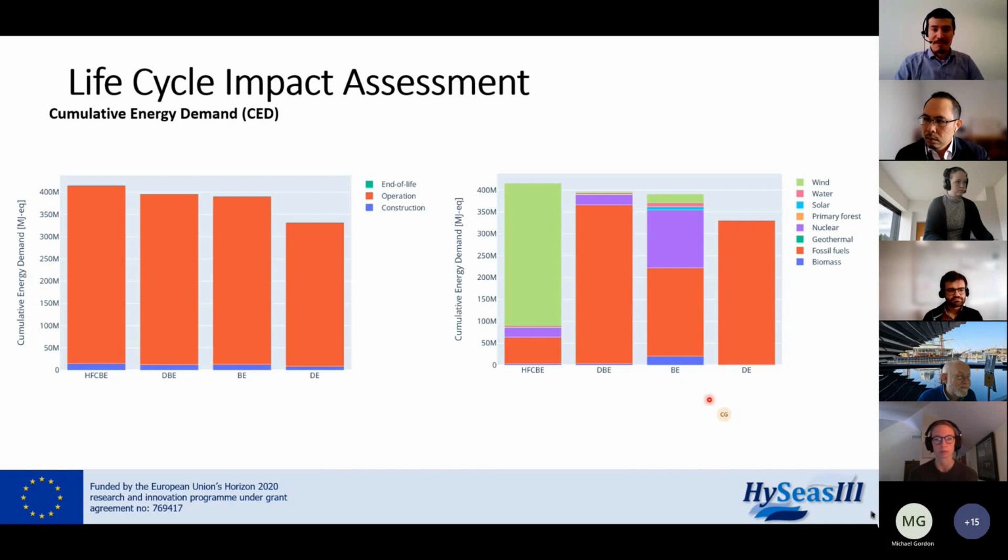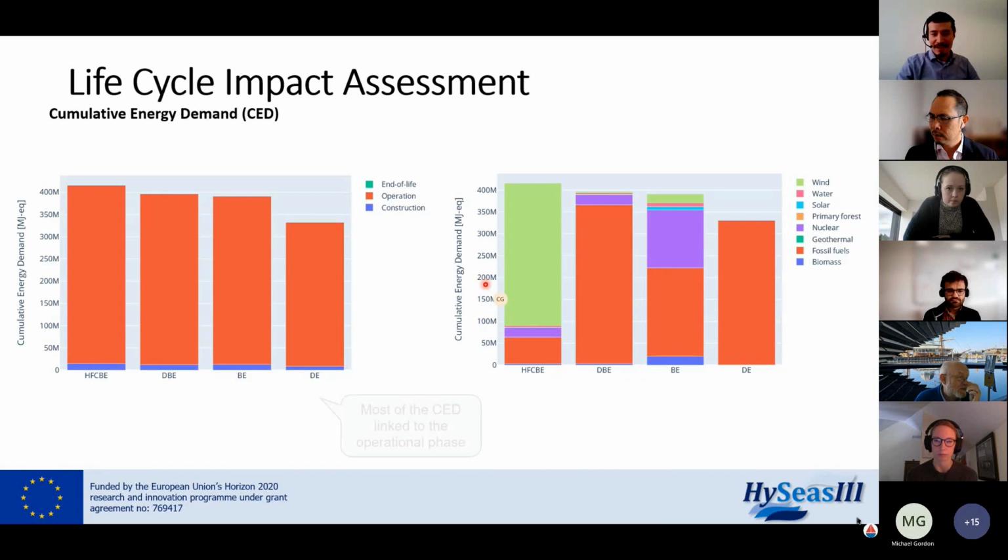Okay, now going to the results. First, I would like to present the cumulative energy demand. The comparison is more relevant than the values. You can see here that hydrogen is the alternative with the highest cumulative energy demand. There are some efficiency losses, as you saw before. And then also you can see here, well, the end of life is barely visible there, but the construction can be seen here at the bottom. It's not that relevant compared with the operation, but it has some contribution.